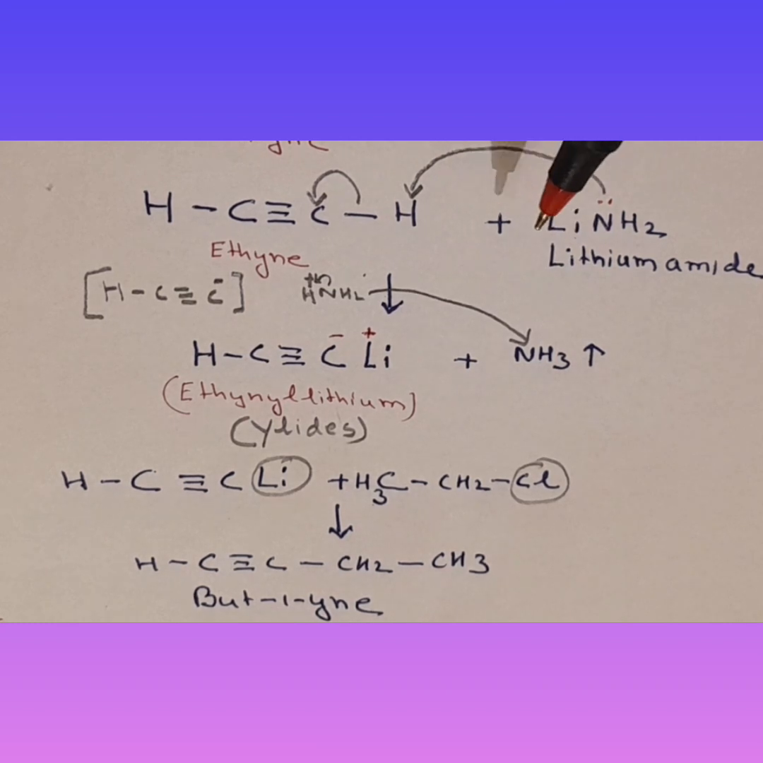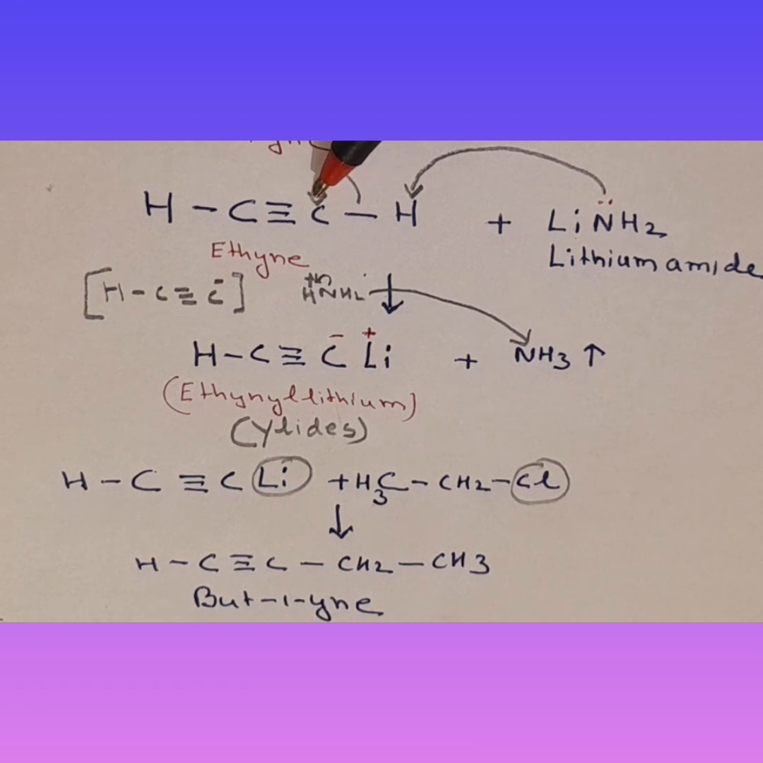Along with that, we have taken lithamide. Lithamide, we also call it lithium amide. Now, lithium we know is highly electropositive, and the nitrogen in NH2 has a lone pair, so it does a nucleophilic attack on this hydrogen. Hydrogen gives its shared bond pair to carbon.